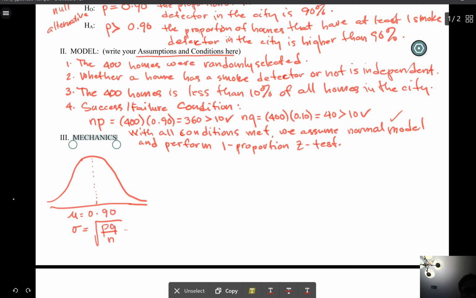Okay, so let's just substitute values. It's going to be the square root of P is 0.9, Q is 0.1, and then divided by the sample size, which is 400. And so let's compute that.